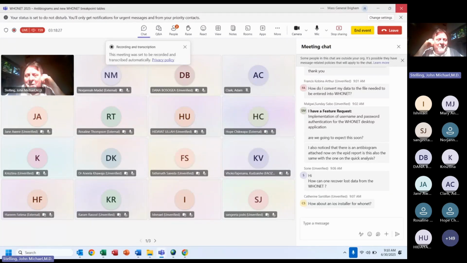How about an iOS installer for WHONET? iOS, Adam, does that specifically mean Apple? Yes. Okay. WHONET, we've made a lot of progress towards a platform independent version of WHONET. WHONET was made for the Windows world, but we use a software, Visual Studio .NET, and starting with version 5, in theory, it can do Windows, Mac, and Linux. And a lot of the WHONET backend is compatible with Mac and Linux.